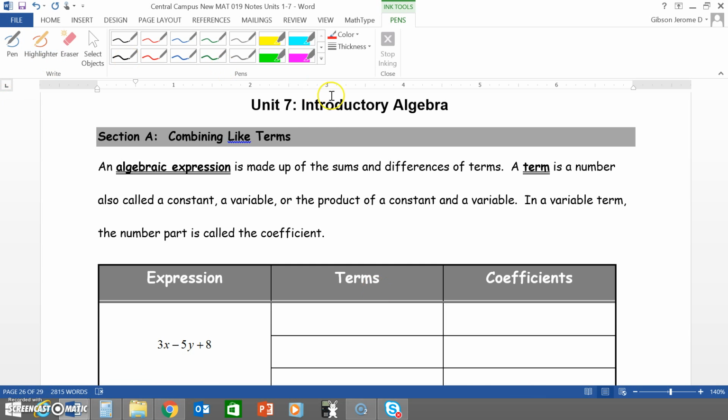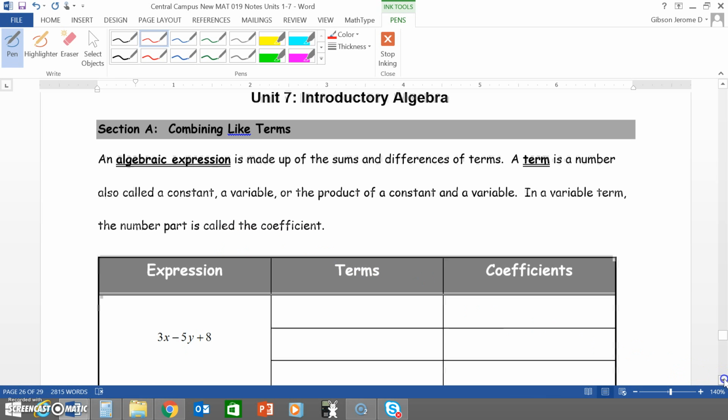Okay, class, we're about to start Unit 7, Introductory Algebra. It says Section A, combining like terms. An algebraic expression is made up of the sums and differences of terms. A term is a number, also called a constant, a variable, or the product of a constant and a variable. In a variable term, the number part is called the coefficient.